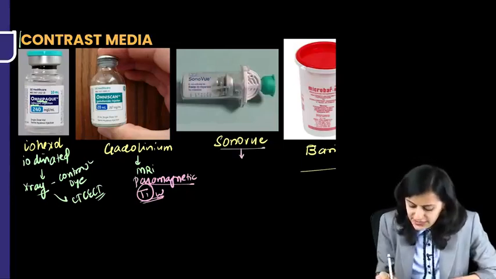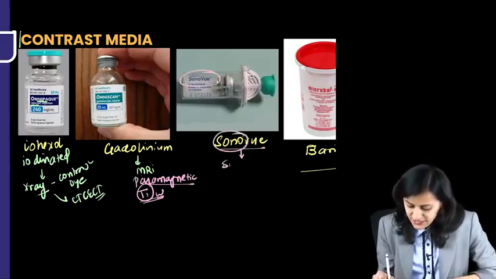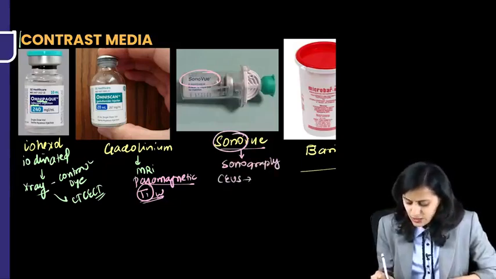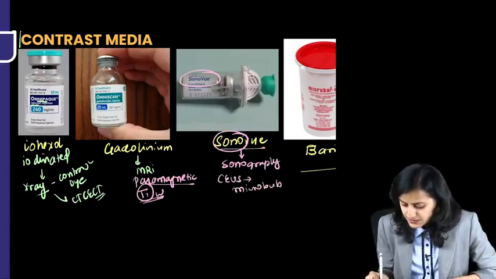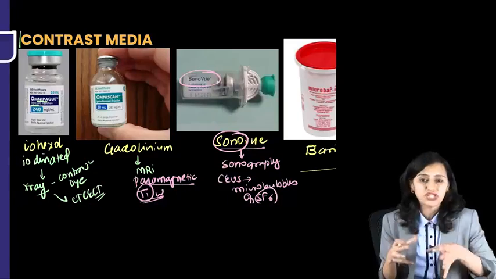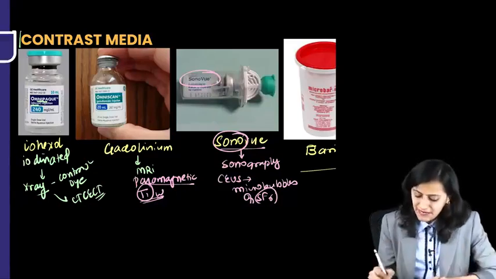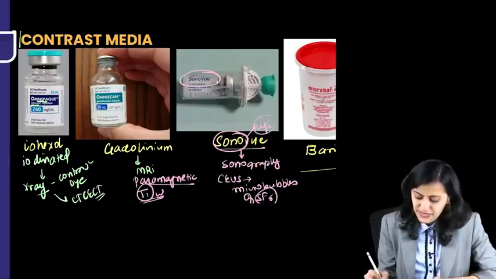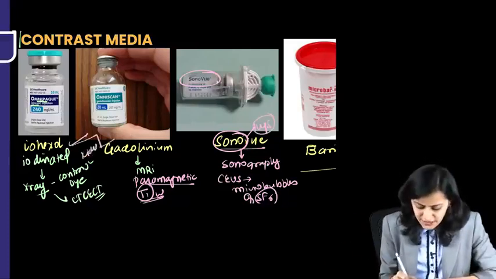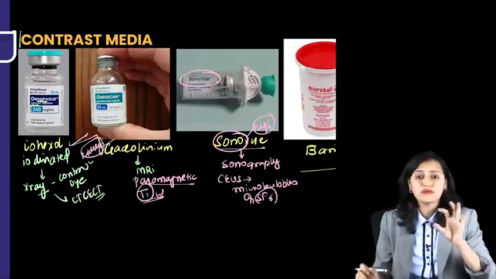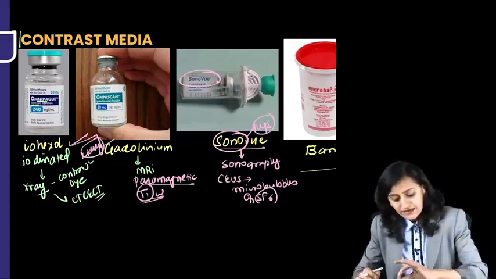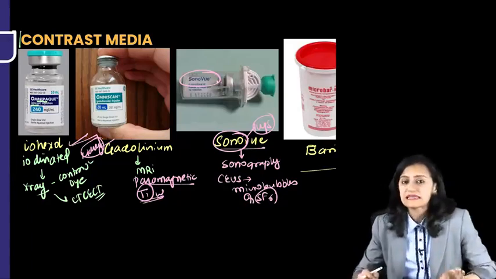Sonoview, you can see the brand name here. The term itself tells you that this is a sonography contrast. So for contrast enhanced ultrasound, these are microbubbles of sulfur hexafluoride gas which are put in a phospholipid shell. They are given IV, but the advantage here is they are excreted by the lungs, so they are safe in renal failure. Iodinated contrast and gadolinium are excreted by the kidney, and that is why we need normal renal function before we give them, but Sonoview is safe even in renal failure.